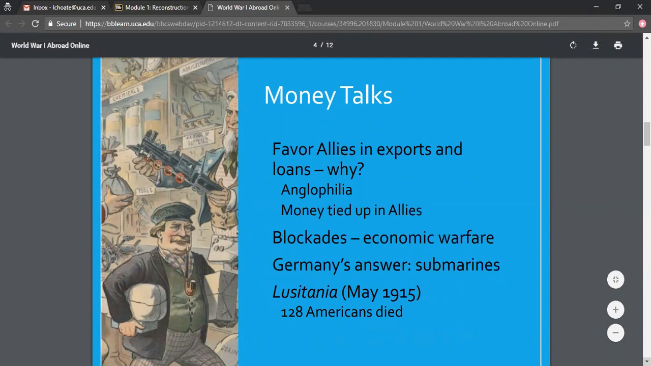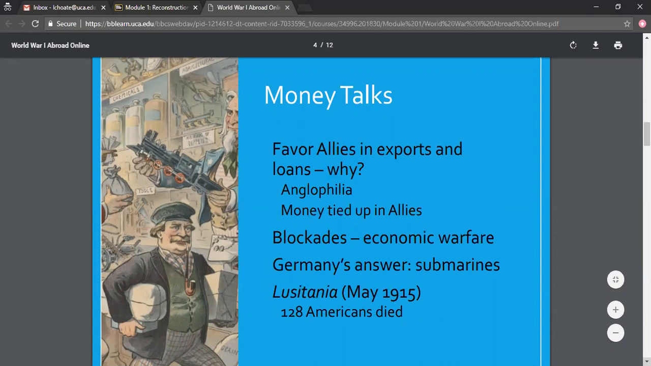Money. We are going to start favoring the allies, which are going to be Britain and France and Russia. We're going to start favoring them with exports and loans, meaning we're going to be supplying them with the war, basically, giving them loans to buy war products and even making those war products for them.